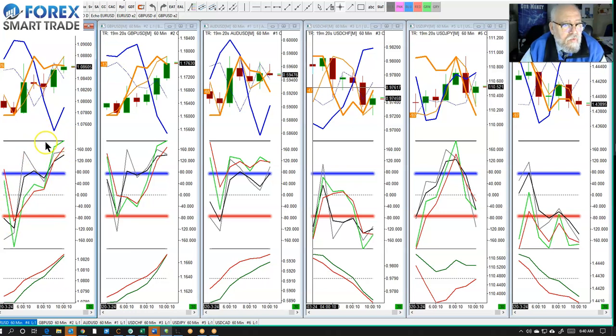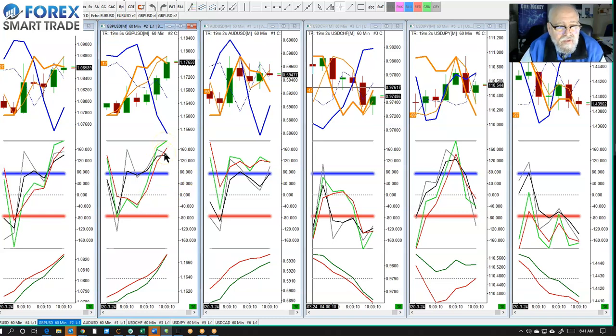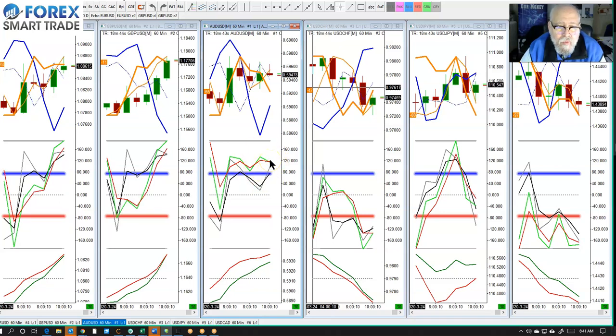Euro dollar, we're overbought, but everybody's still pointing up. I want them to be pointing down and double crossed. We don't have that. Euro, or excuse me, pound dollar. Majors are going up, minors are starting to come down. So no. Australian US dollar. The majors are overbought. They're starting to come down, but the minors are still going up. So we don't have it. I want them all above and all pointing down.